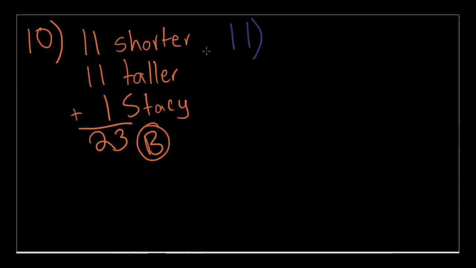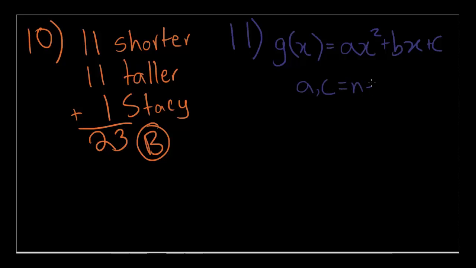So the quadratic function g is given by g of x is equal to a times x squared plus b times x plus c, where a and c are negative constants. Which of the following could be the graph of g? Alright, so g of x is equal to ax squared plus bx plus c, and a and c are negative constants.